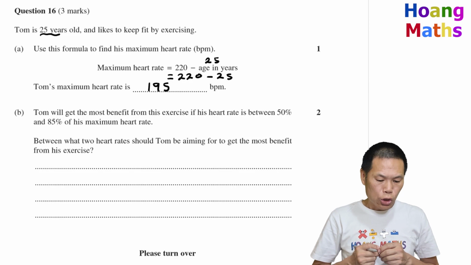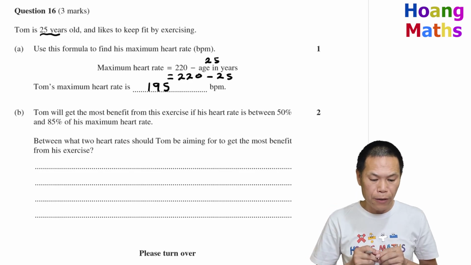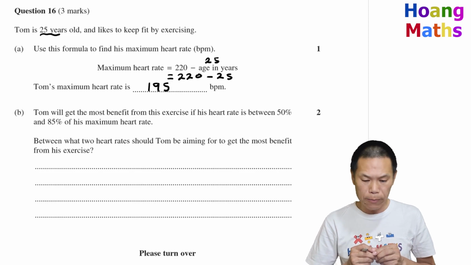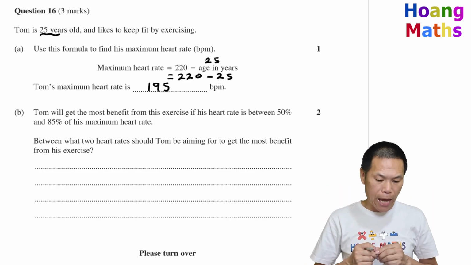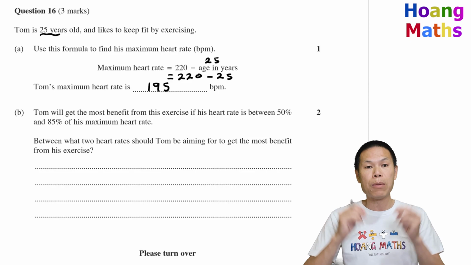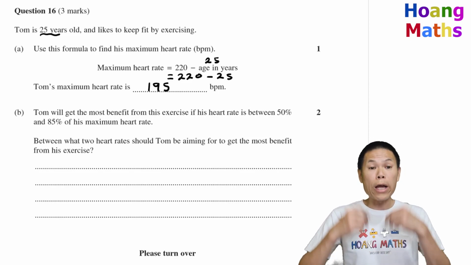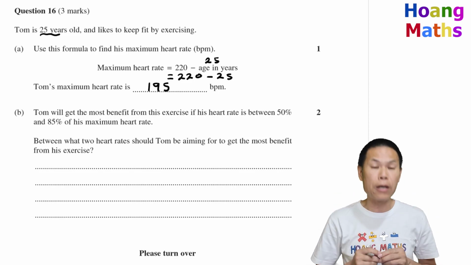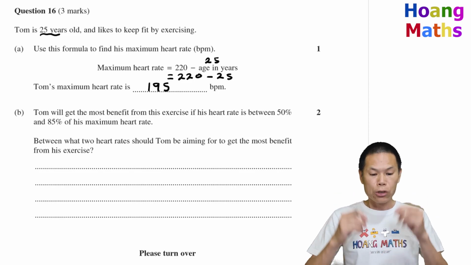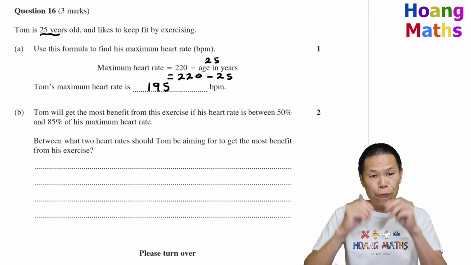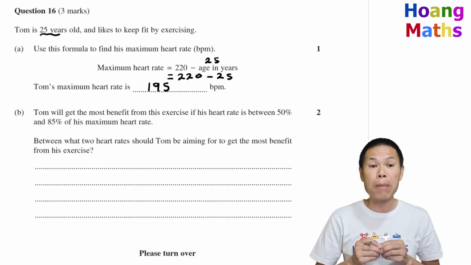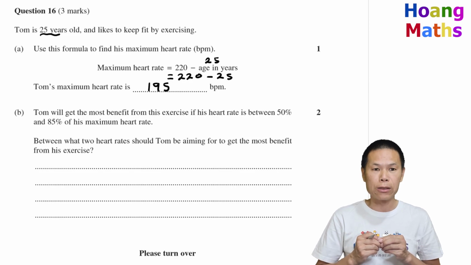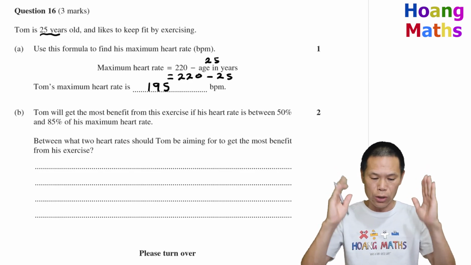Part B. Tom will get the most benefit from his exercise if his heart rate is between 50% and 85% of his maximum heart rate. Between what two heart rates should Tom aim for to get the most benefit from his exercise? What we do is work out 50% of the maximum heart rate and 85% of the maximum heart rate. So it will be between those range, okay?